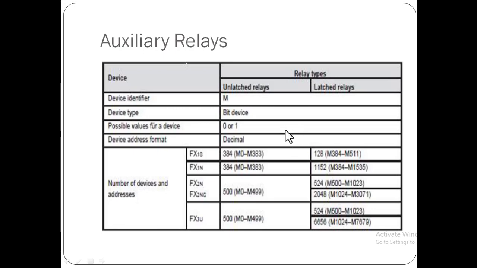Auxiliary relays are used to store data temporarily. They don't store the data permanently, but in the case of latched relays, they store the data permanently. There is a difference between the unlatched and latched relays. Unlatched relays have their data cleared or deleted when the PLC is turned off, but in the case of latched relays, their data will not be deleted even if the PLC is turned off. So this is the main difference between the unlatched and the latched relays.